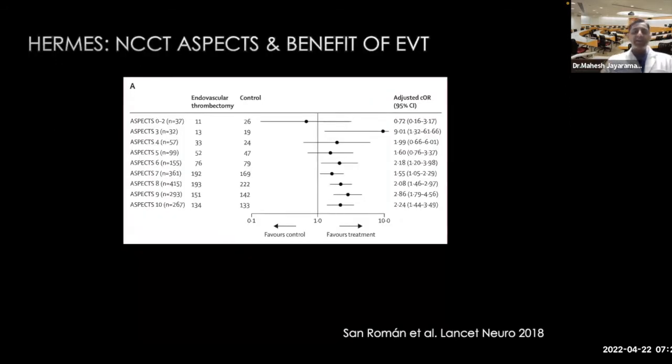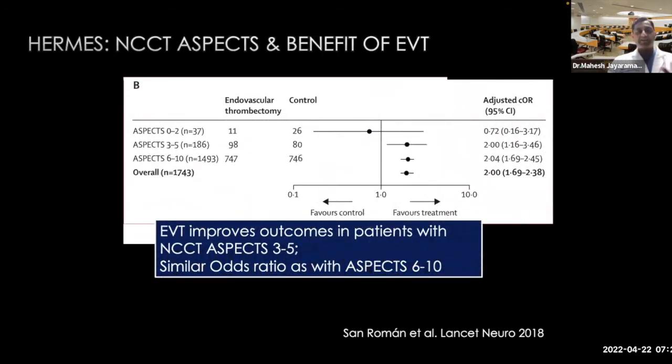What's very interesting is the HERMES analysis. HERMES took the 5 2015 trials and pooled patient-level data, and you could pick an ASPECTS of 10, or you could pick an ASPECTS of 6, and the odds ratio for treatment is pretty similar. So there's a benefit of treatment across the spectrum. If you trichotomize these, you can actually see that endovascular therapy even improves outcomes in patients with an ASPECTS of 3 to 5, and it's a similar odds ratio as those in the 6 to 10 strata.